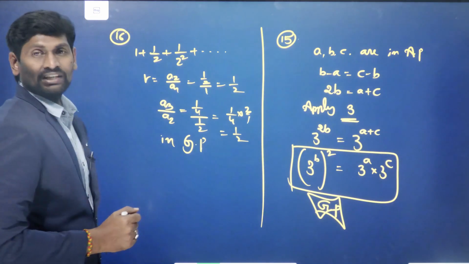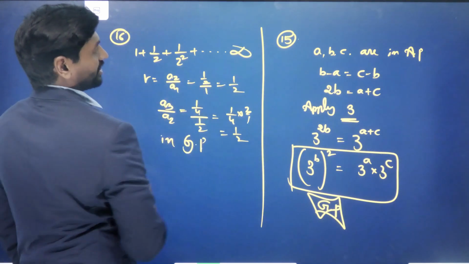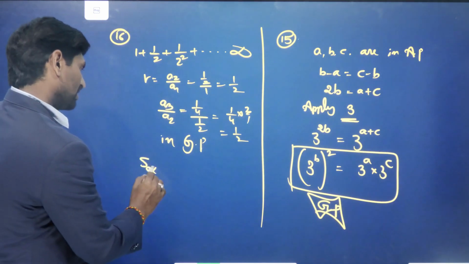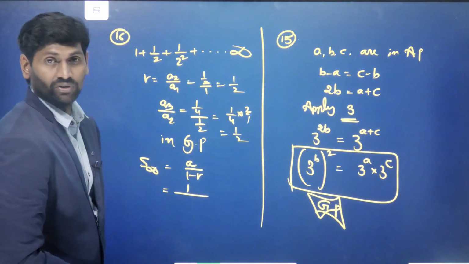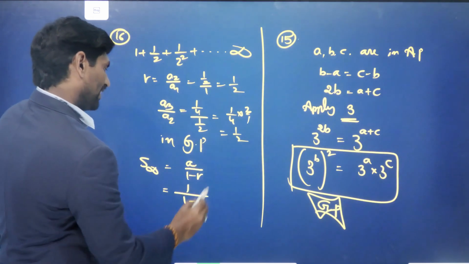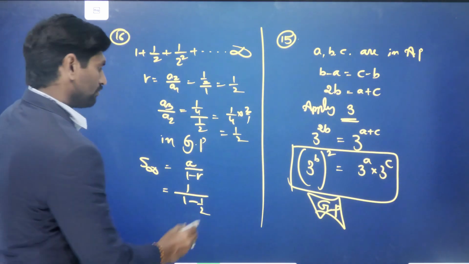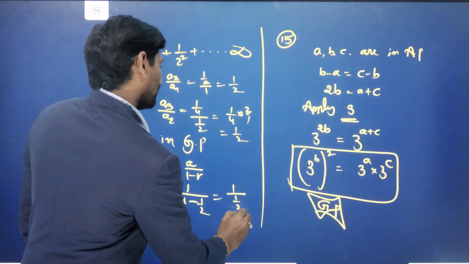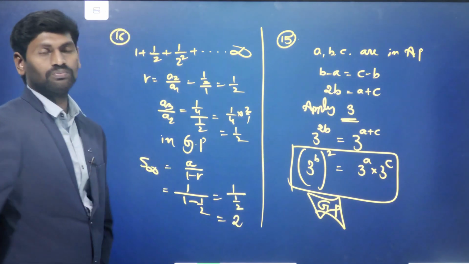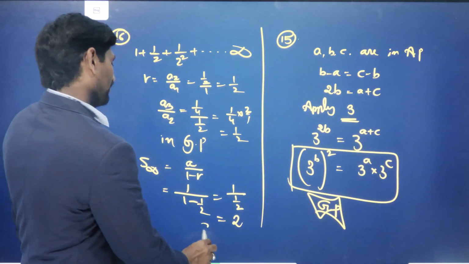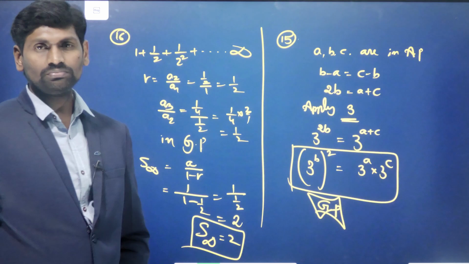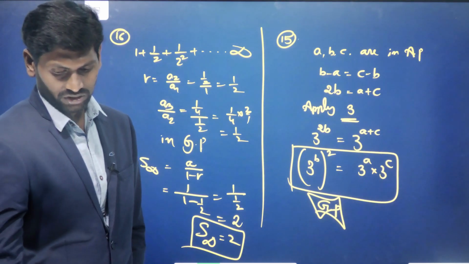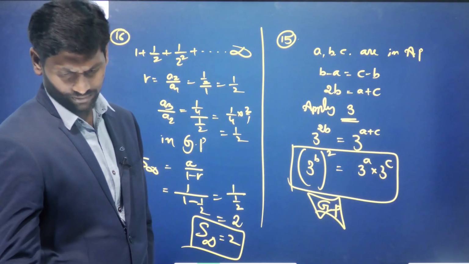So we need to find the sum of terms. There are infinitely many terms. The S infinity formula is a by 1 minus r. The first term a is 1, and 1 minus r is 1 minus 1 by 2, which is 1 by 2 only, and the reciprocal becomes 2. So the sum of infinity terms, S infinity, equals 2. Okay, now let us go to the next problem.